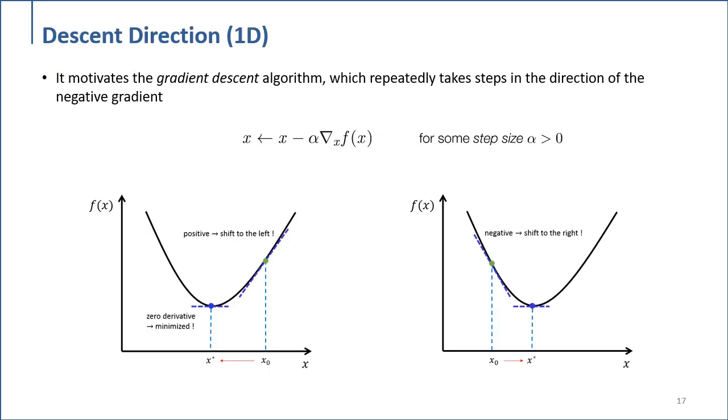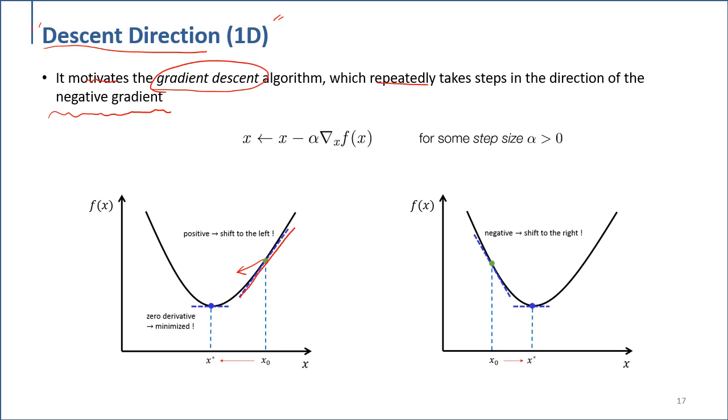Yeah, and by keeping this in mind, let's take a look in more detail to find the solution iteratively. We call this a descent direction. This method motivates the gradient descent algorithm, which repeatedly takes steps in the direction of the negative gradient. We know that the gradient indicates the steepest ascent direction. So to find the minimum point, we need to go in the direction of the negative gradient.